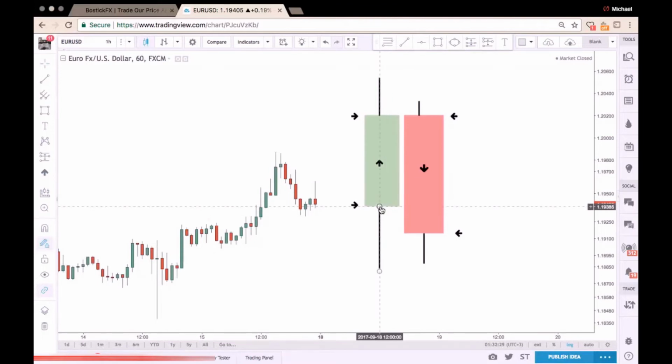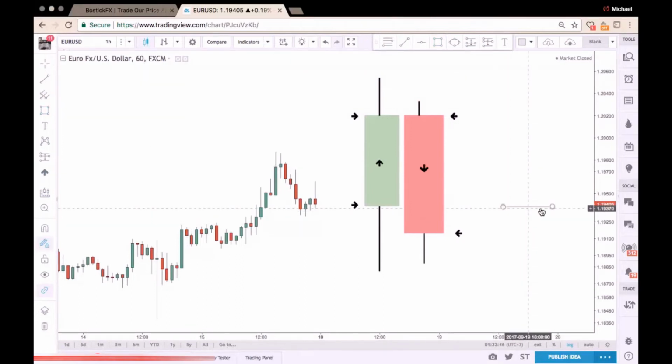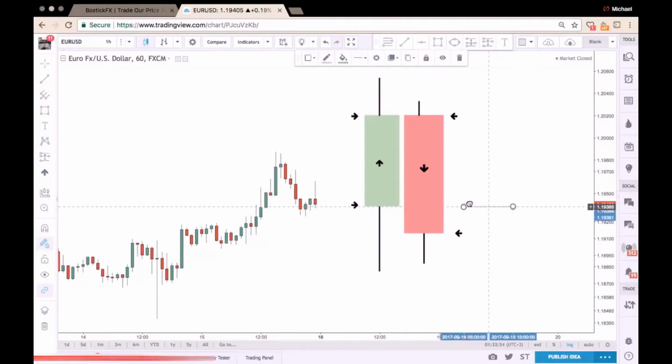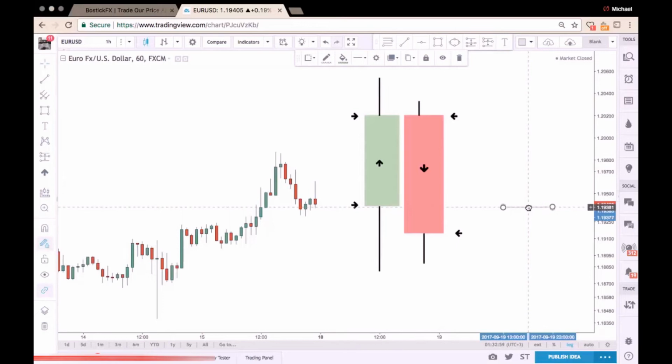At 12 o'clock, this candle opened here, right? When this candle first opened at 12, this is exactly what it looked like. It looked just like this, right? It probably wasn't green or red. It was nothing until price started moving. So what these lines mean is that during that hour, that's where price traveled to, right?